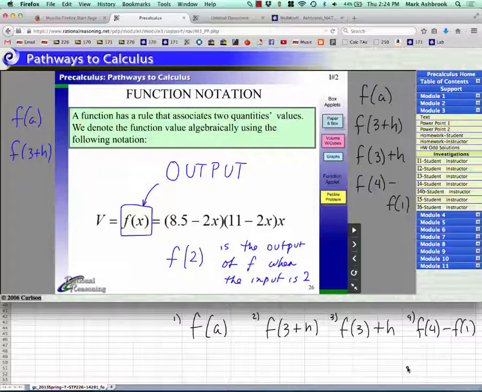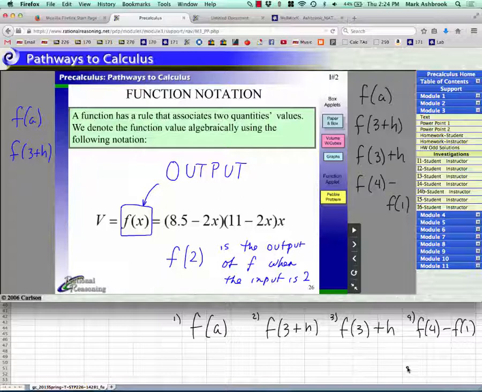Zach, what is it? Is it a volume? Yes. Yeah, the output of the function f is always volume. For this particular f, right? So defining this volume function, that's going to be a volume.